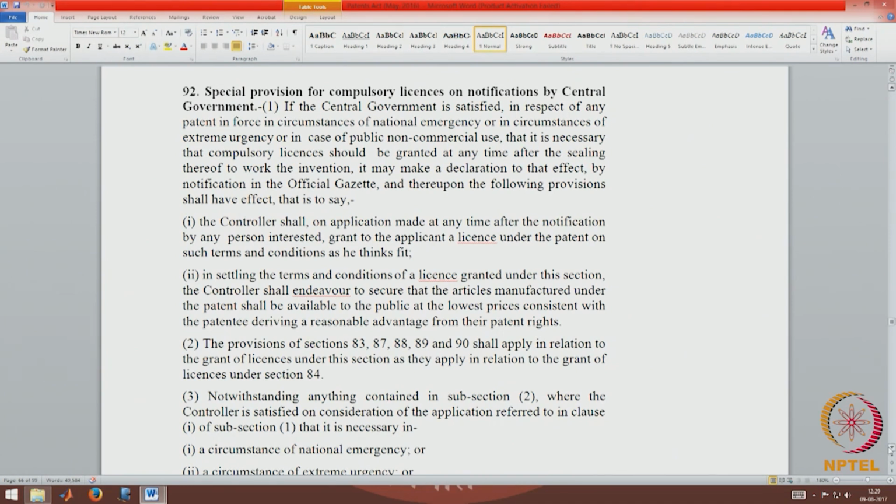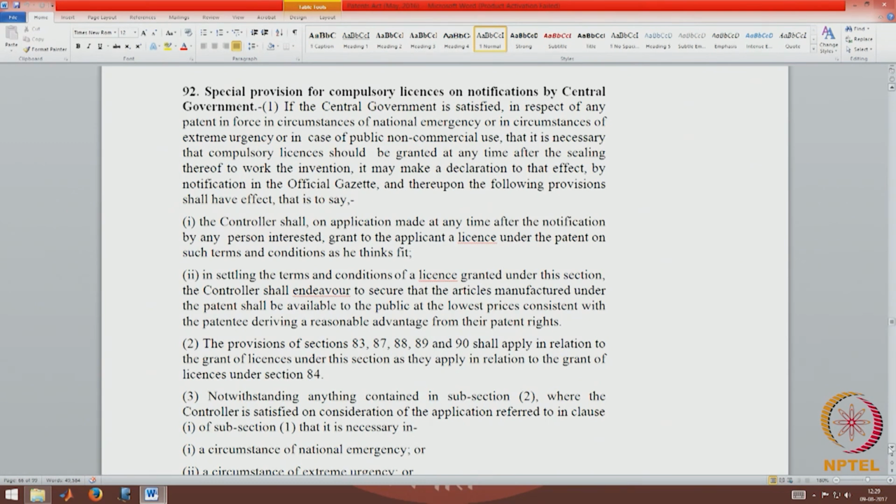When a compulsory license is granted on the terms that a controller decides, the controller is in effect allowing a third party to manufacture and sell the patented invention at a price which will obviously be lesser than the price at which the patentee is selling. Now, whatever price the controller fixes, the controller will also ensure that a royalty is paid back to the patentee. This is a part of any license. A license would allow you to use another person's patent in lieu of a royalty. So, royalty is the consideration for using the license.